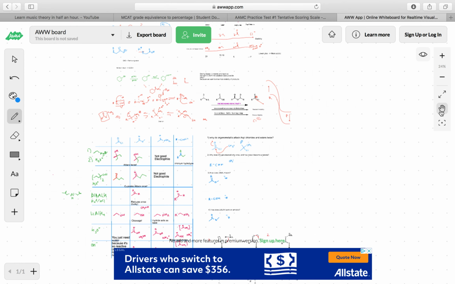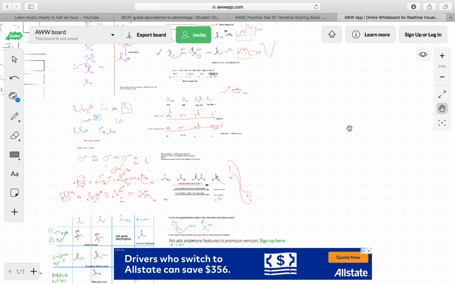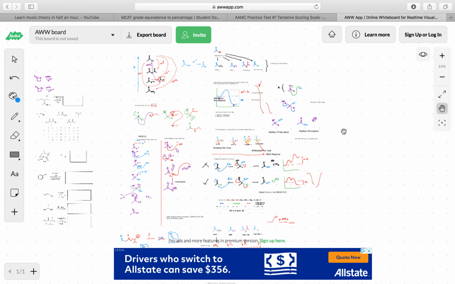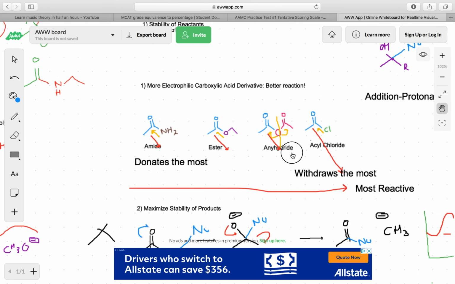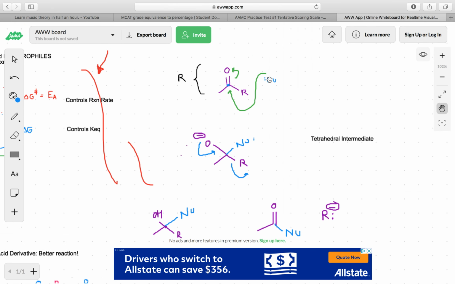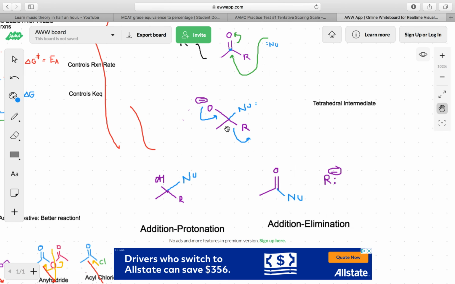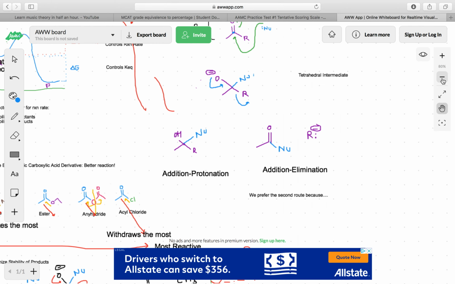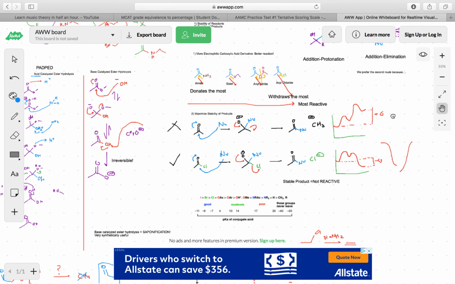So now, let's go back to the very first thing I drew up here. So a nucleophile can add in, and you're going to get your tetrahedral intermediate. Then it has 2 options. It can either add-protonate or add-eliminate. This is more favorable because you create your C double bond O, but it doesn't always happen based on whether or not this is a good base or a weak base. Weak bases allow this to happen, which is why acyl chlorides proceed, because Cl- is a weak base.